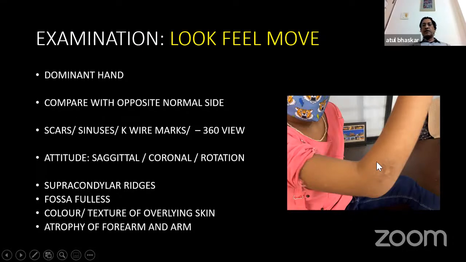Look for any scars and sinuses, like in this child who underwent a radial neck fracture treatment. One must look at the supracondylar ridges, whether there's any thickness, the fullness of the fossa, the overlying skin texture, and if there's any evidence of inflammation or past infection. And of course, the atrophy just tells you the disuse or the duration of disuse.